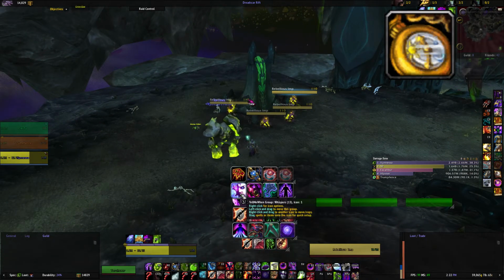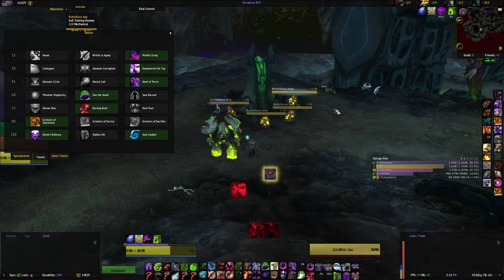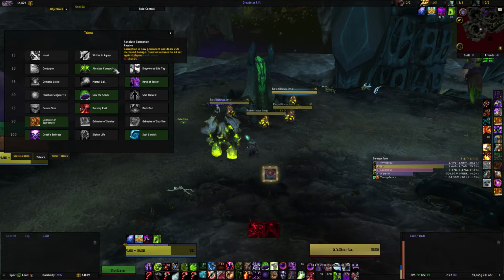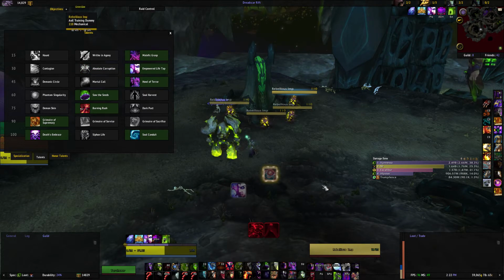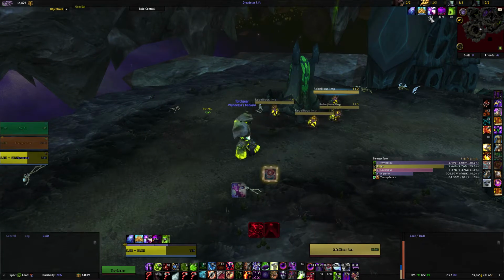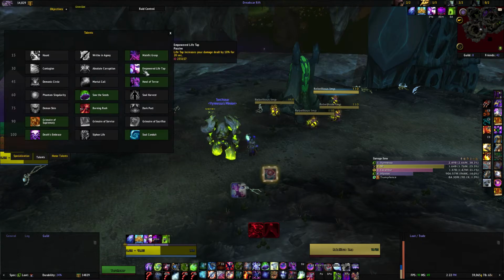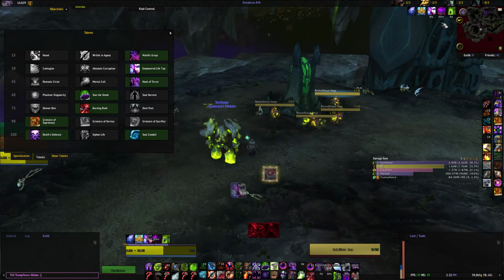ELT, this next one, Empowered Life Tap, is pretty much my go-to in Mythic Plus. It only shows whenever I'm talented into it, so if I turn it off, it's not there. For those of you that don't know, ELT is affected by Pandemic, so you can actually get this duration up to 25 seconds. The baseline is 20, or if you Pandemic it can go all the way up to 25.